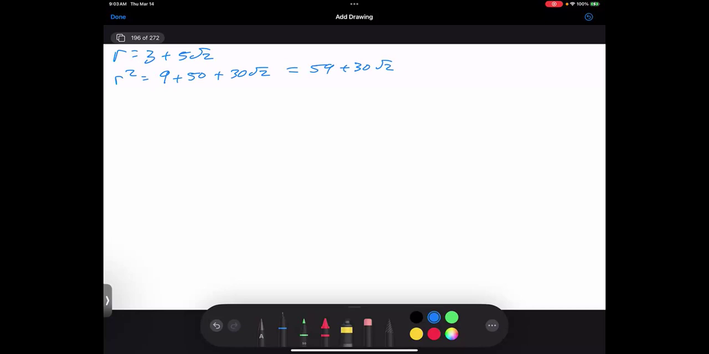At this point, I'm beginning to regret choosing such large numbers, but if I looked at r squared, I have 59 plus 30 root 2s. Can you think of any way to get rid of the 30 root 2s? Well, remember, r is equal to 3 plus 5 root 2. I'm trying to find a polynomial involving r, r squared, r cubed. Do you think r is going to need a polynomial of degree 2, degree 3, degree 4? What do you think it's going to need?